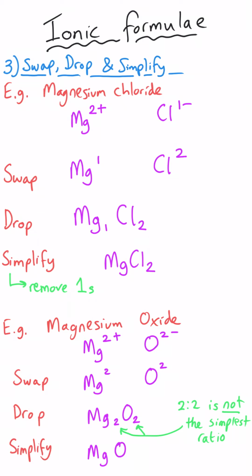So that simplify is a reminder to do 2 things. Get rid of 1s, because we don't bother writing 1s in a formula, but also to get rid of any numbers that are the same as each other. So if we've got 2 to 2 or 3 to 3, we need to simplify it down to 1 to 1.